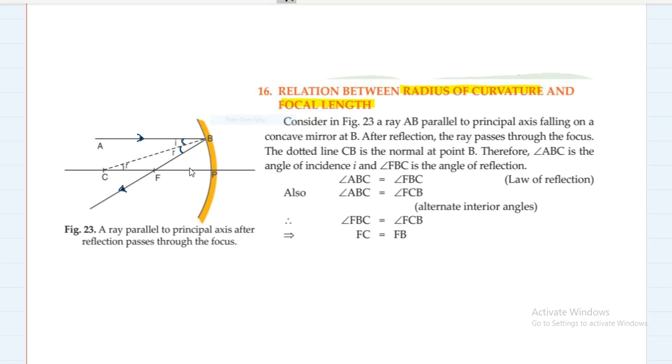नाउ सिंस this line, that is principal axis, and the incident ray are parallel to each other, this angle of incidence will be equal to this angle of reflection, means this angle over here. That means ये भी I है और ये भी I है, मतलब ये तो R है, R और I इक्वल है, और ये I इक्वल है. इसका मतलब दिस एंगल इज इक्वल टू दिस एंगल. इसका मतलब है दिस लेंथ FC इज इक्वल टू FB. FC is equal to FB. Now, अगर FC is equal to FB तक तुम्हें समझ में आया तो मैं आगे बता देता हूं.